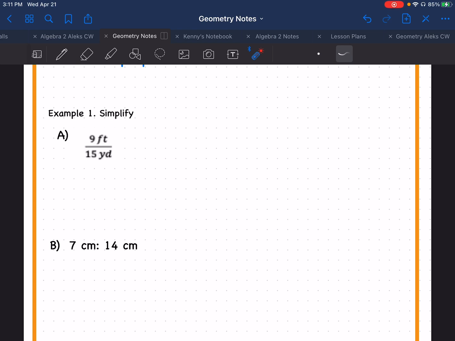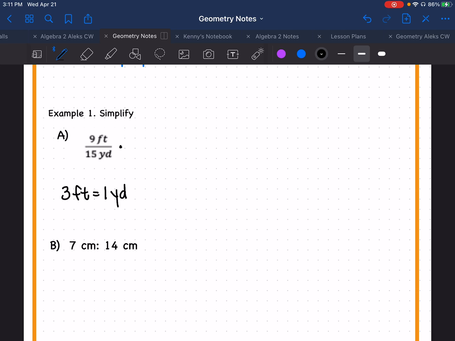When I simplify a ratio like this, it's not a proportion because there's no equal sign. I have to get rid of the units. I cannot have these units at all. So I need to remember how many feet are in a yard or how many yards are in a foot. Feet are bigger, and I remember that 3 feet equal 1 yard.